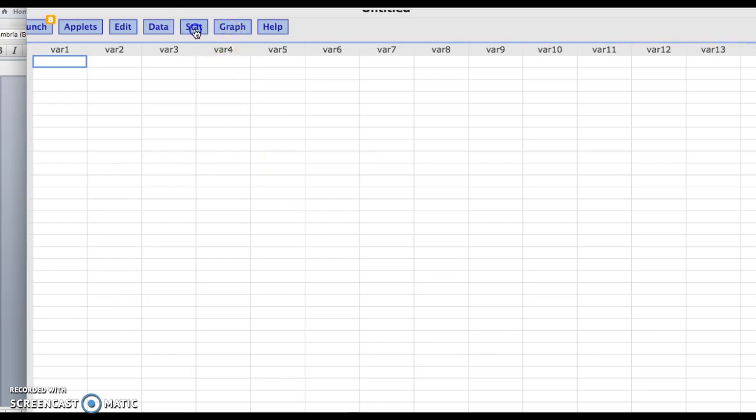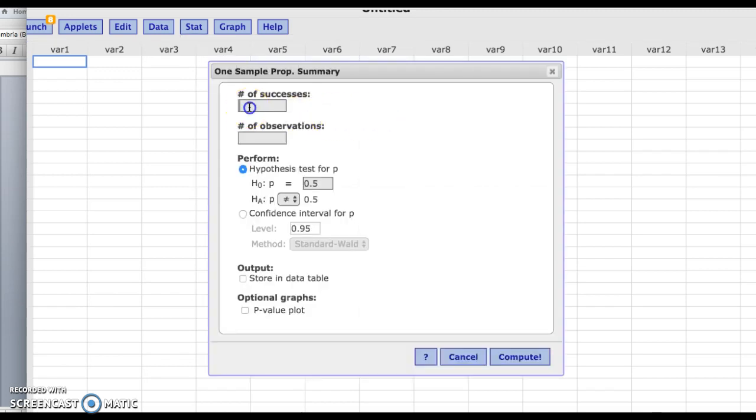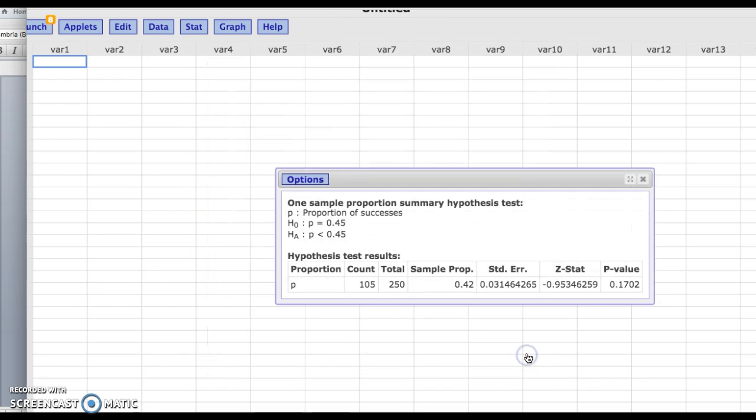So we go to Stat. This is a proportion, one sample with summary. I guess you don't have to find it with this. We have 105 out of 250. And the hypothesis test is as you have for 5% and that it's less than, and then compute that.